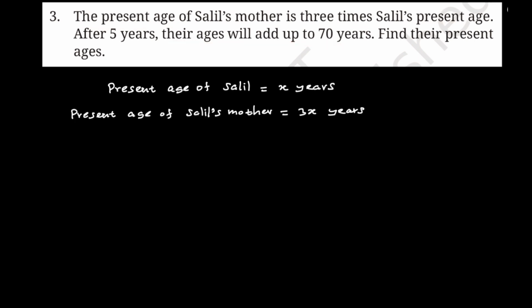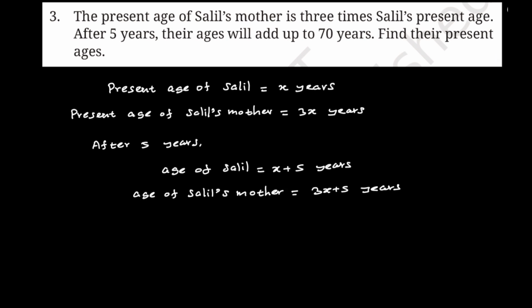So after 5 years, the age of Salil will be x plus 5. And after 5 years, the age of Salil's mother will be 3x plus 5. Now we are adding up these two. Now the given information, their ages will add up to 70 years. So the sum of these two should be equal to 70. So we form the equation from the given information, sum of their ages equal to 70.